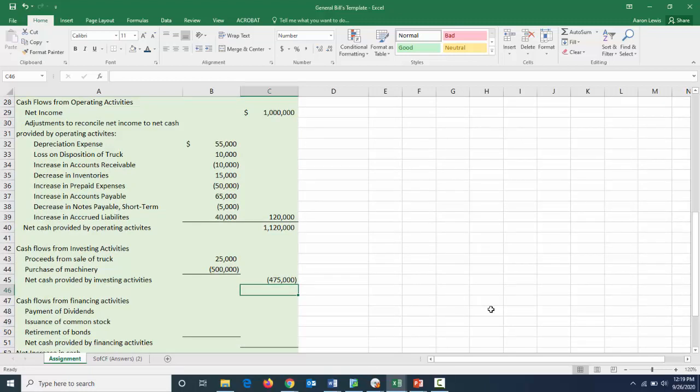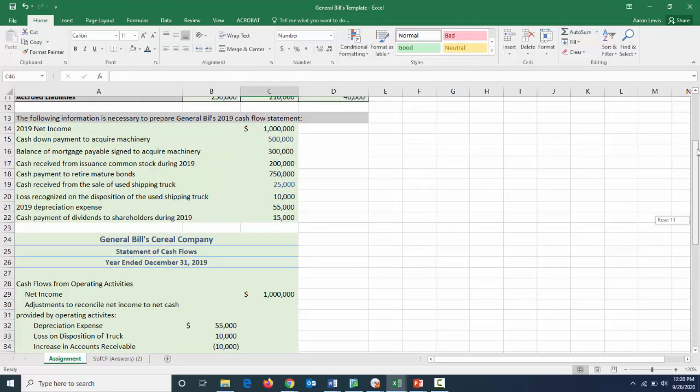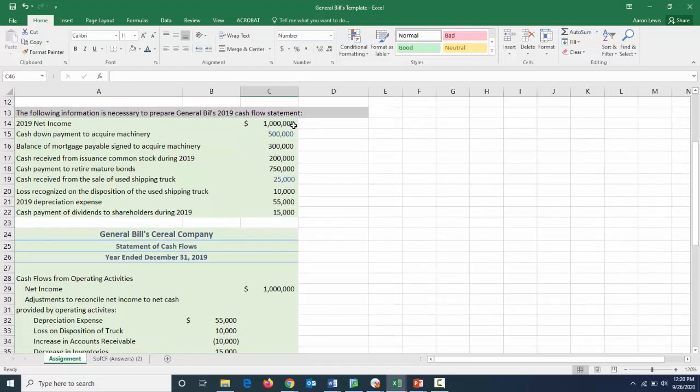Next up, we have financing. And financing deals with anything that has to do with long-term debt or anything that has to do with an equity account. So let's go back to our items here. Net income, no, we already used. We already determined that one goes there. Balance of a mortgage payable. Okay, so mortgage payable is a long-term debt. But we're not getting any cash for this, right? Because we acquired machinery with it, which means since there's no cash involved in this particular line, it's not going to show up in the financing section of our statement of cash flows.